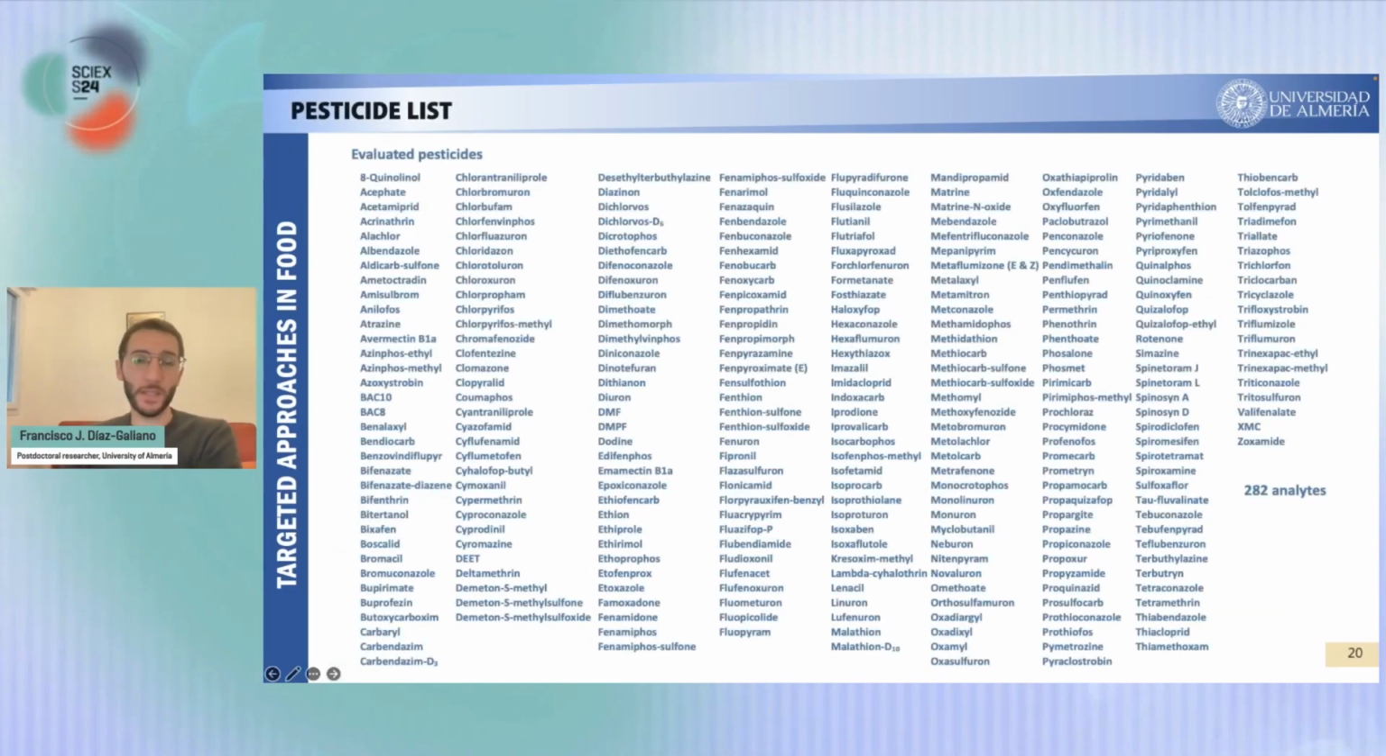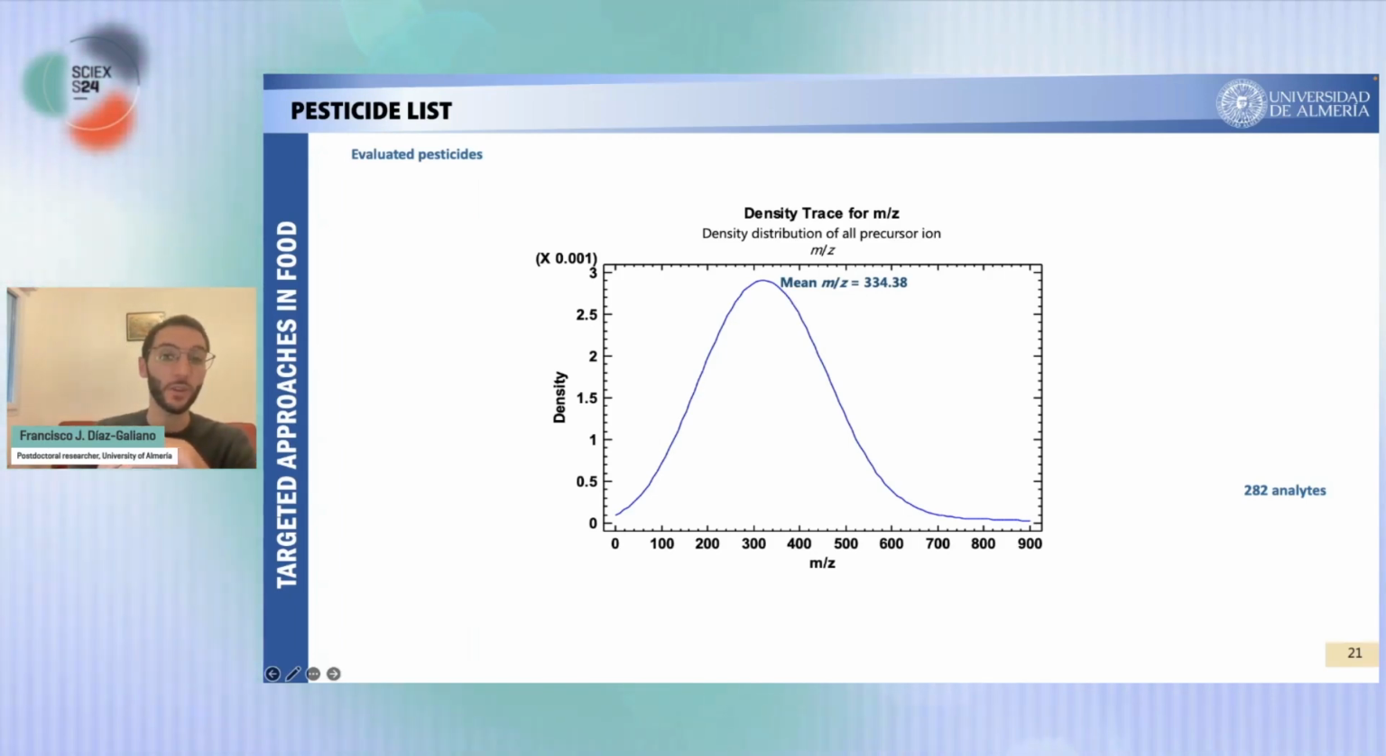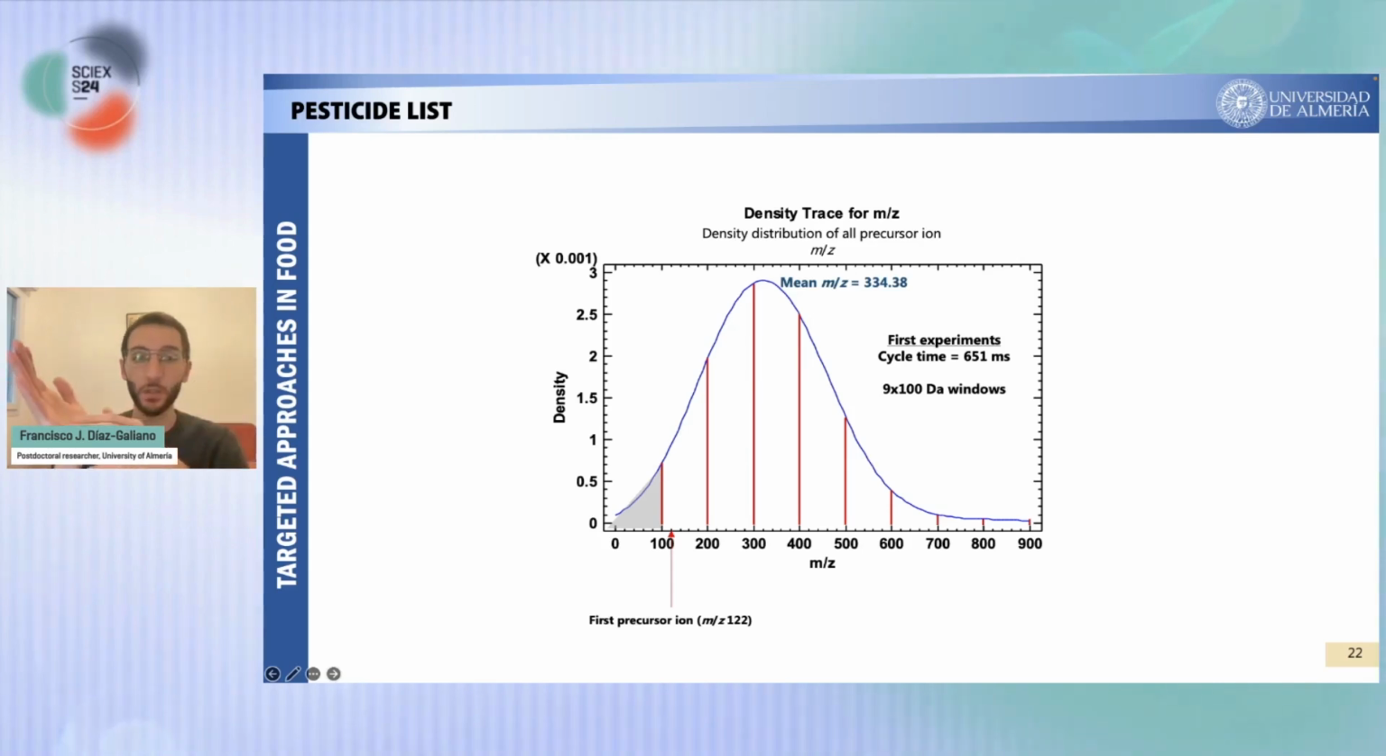So returning to our pesticide list, we began working on improving the data that I have shown you before. To this end, we plotted the density distribution of all precursor ions to find the m/z ranges where the greatest number of precursor ions could be found. And we found that the average m/z ratio was 334. So then we reorganized the SWATH windows to improve the method by adapting the SWATH windows from fixed to variable. We attempted to reduce the background noise and interferences from coeluting species.